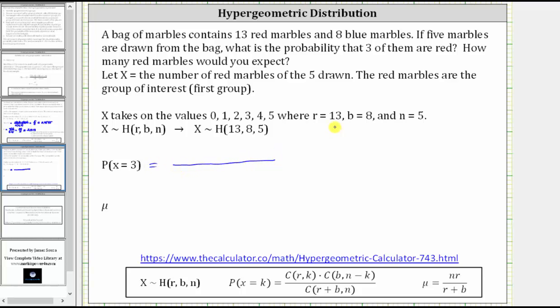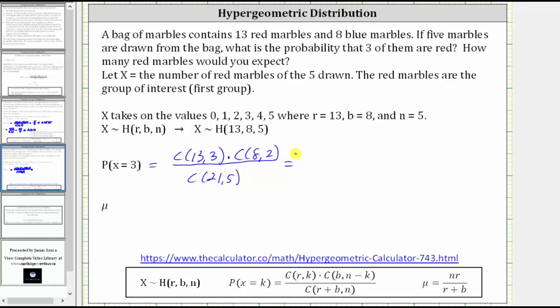Because there are a total of 13 plus 8 or 21 marbles, and we're selecting a group of 5, the denominator is 21 choose 5. In the numerator we have r choose k times b choose n minus k. r choose k is the number of ways we can select 3 red marbles from 13 red marbles, which is 13 choose 3, times, if we're choosing 3 red marbles, the remaining 2 marbles must be blue, and therefore the second combination is 8 choose 2. The number of ways we can choose 2 blue marbles from 8.